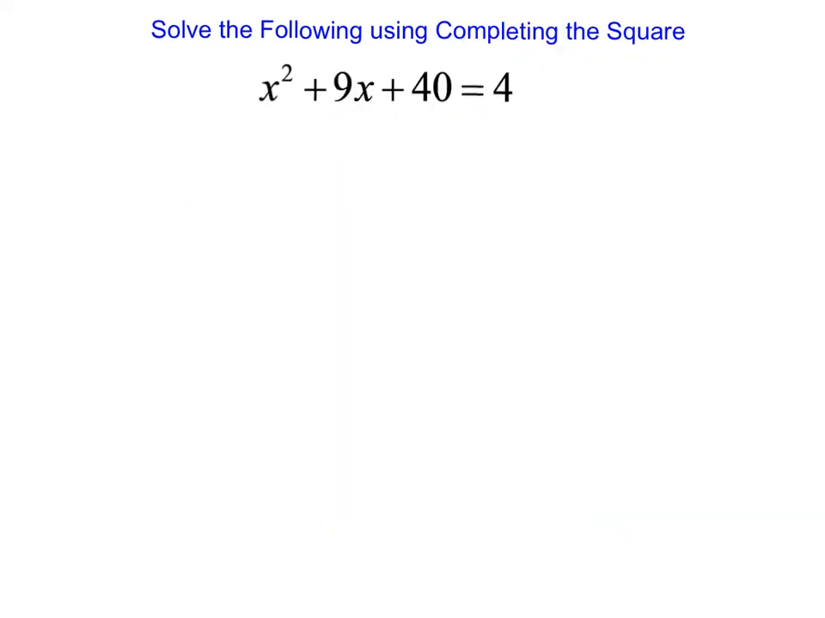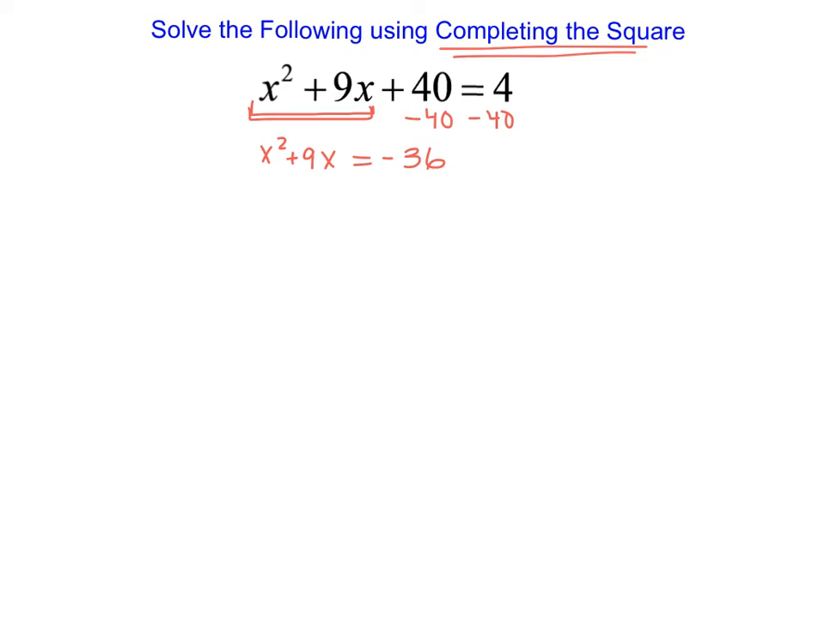Okay, third and final example here. In this one, we are going to again get the x's all on one side and all of the constant numbers on the other side, since we're using that completing the square strategy. And our goal is to turn this part into some sort of perfect square trinomial. So I start by subtracting 40 from each side. So I end up with x² + 9x is equal to negative 36.